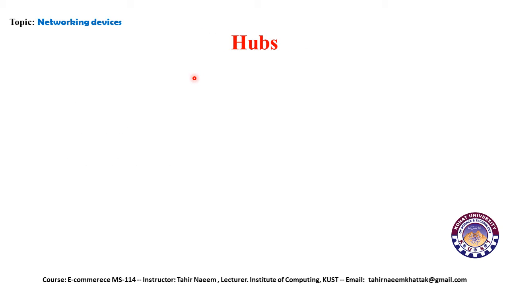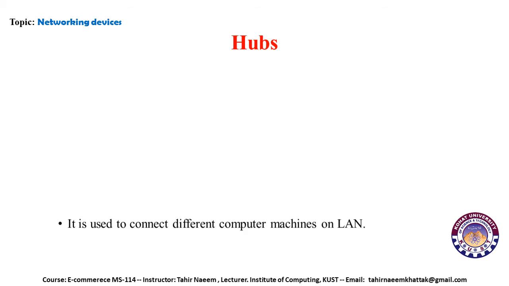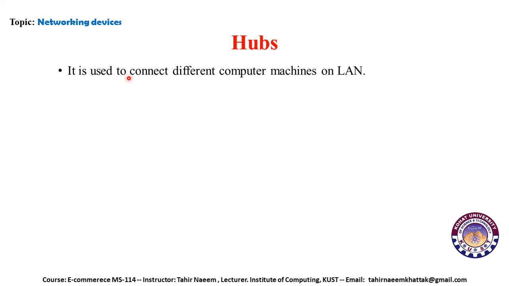So a hub is used to connect different computer machines on a LAN. Hubs are control connection points using which computers communicate. Hubs have ports, as we can see.